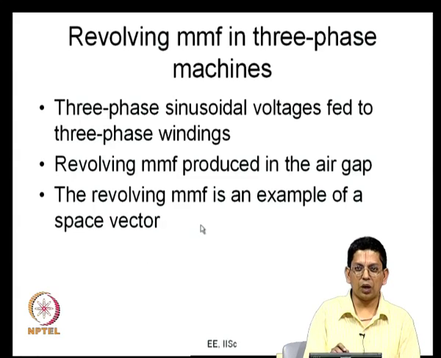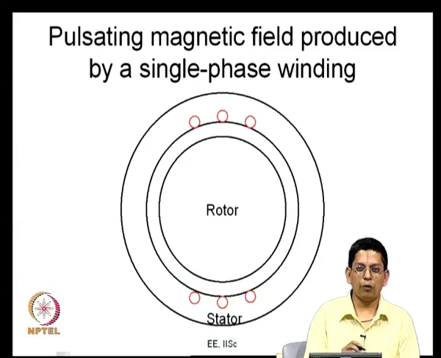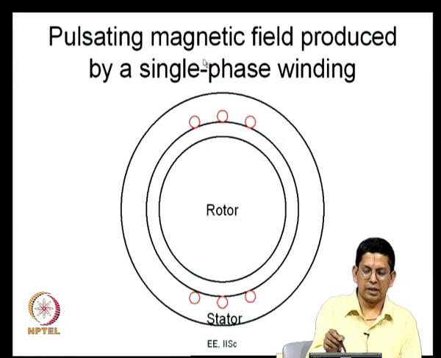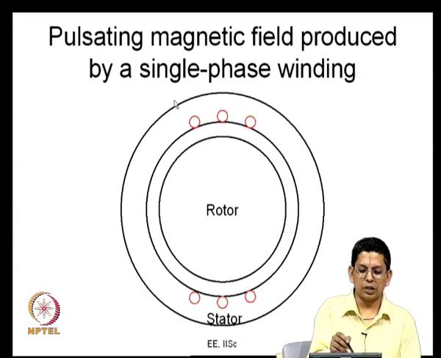And this revolving MMF, where does it revolve? It revolves in space. So, in some part of the air gap at some angle, you might find the peak, the magnetic field, the flux density might be at its peak. It will gradually move around the space. So, this is a revolving MMF. It is actually a vector which really moves in space, and so you can call that an example of what a space vector is now. So, let us get a little more into what we mean by a revolving magnetic field. A step towards understanding a revolving magnetic field is a pulsating magnetic field. A revolving magnetic field is produced by a 3-phase winding, a pulsating magnetic field is produced by a single phase winding.